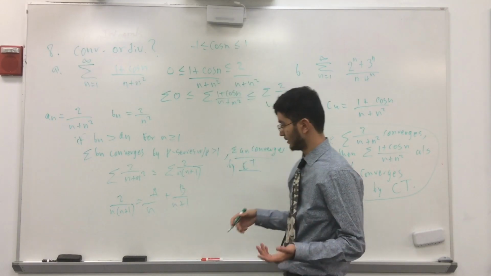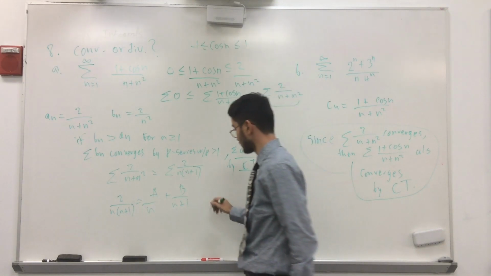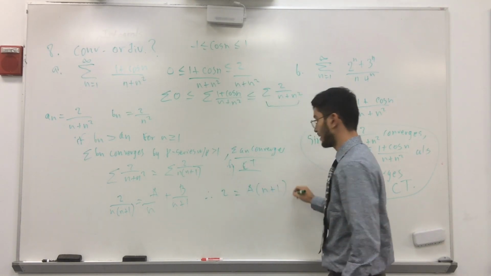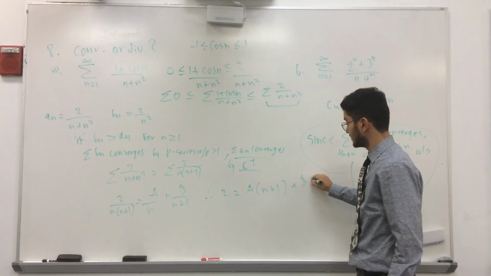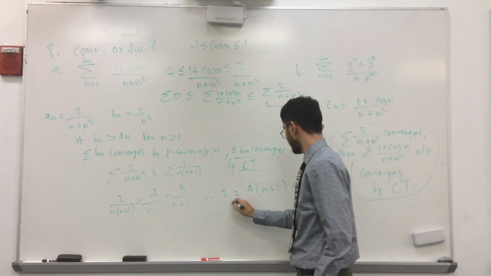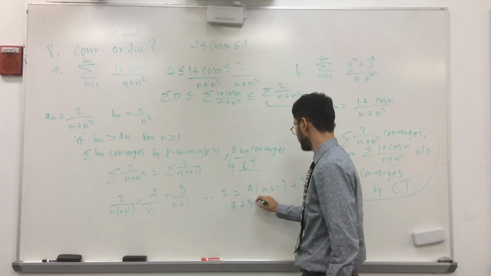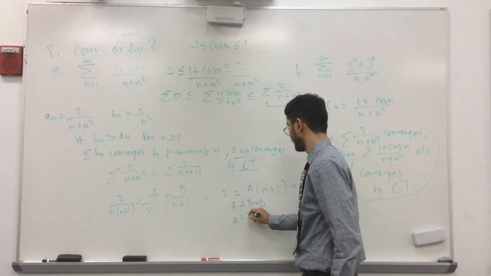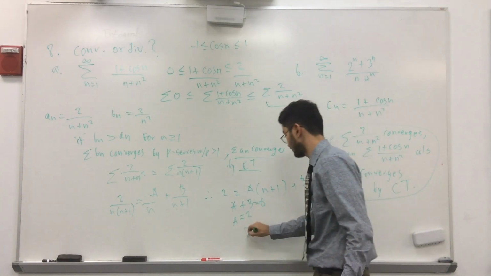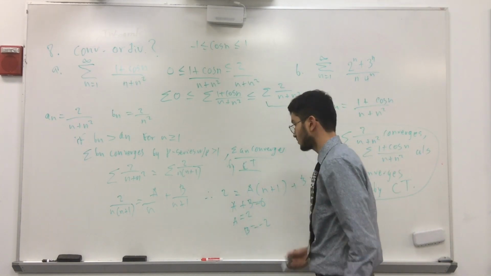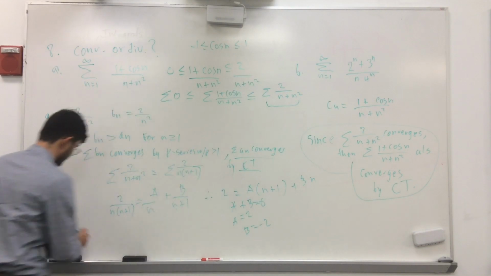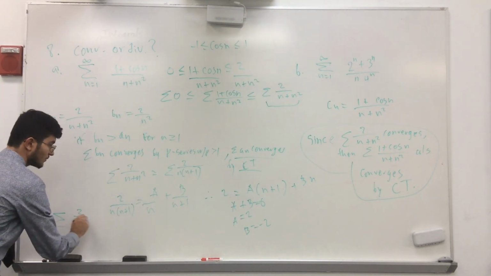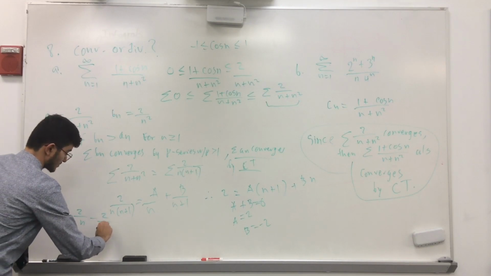We find the least common denominator, so we have that 2 is equal to a times (n plus 1) plus b times n. So we get that a plus b equals 0, and that a is equal to 2. So if a is 2, b is negative 2. We have a telescoping series that goes like this: the sum of 2 over n minus 2 over (n plus 1).